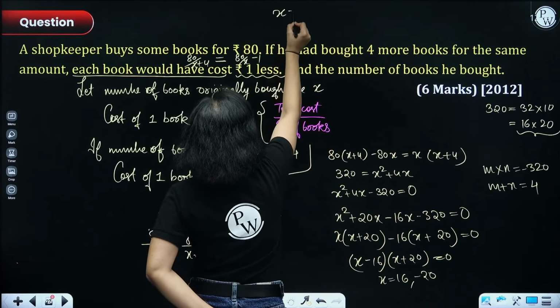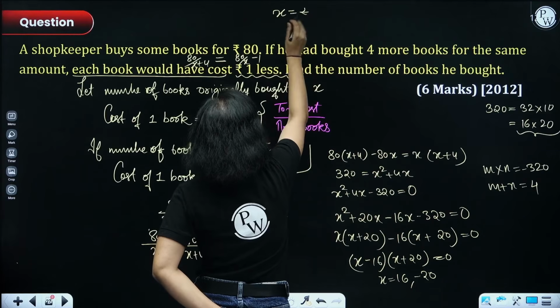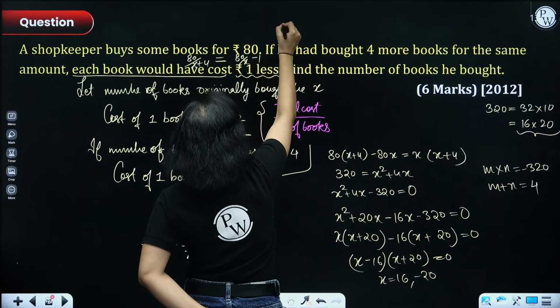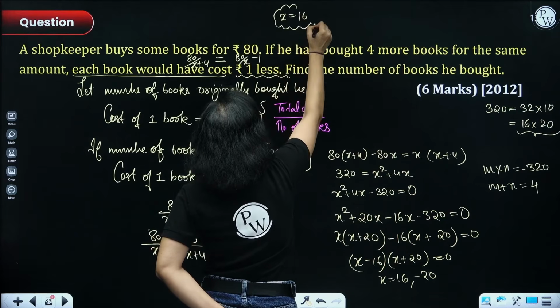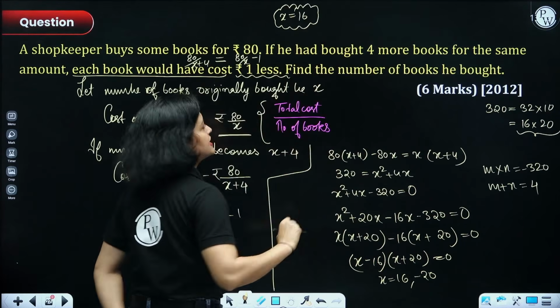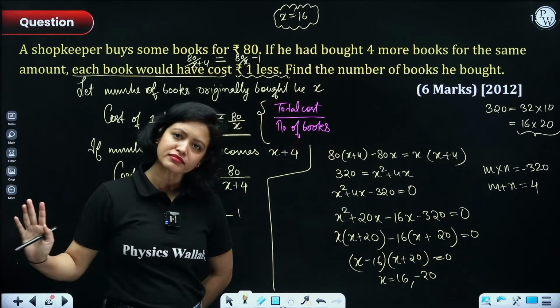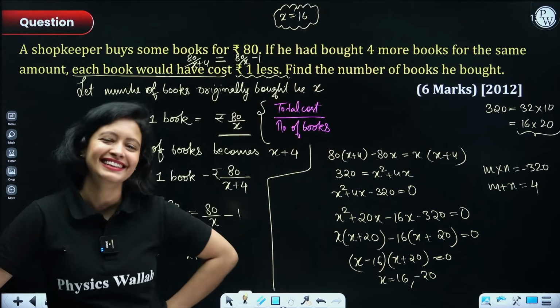X is the number of books, na? Why I'm writing cost. X is equals to 16. So the number of books, everyone, is equals to what? 16. That's it. Simple. Easy.